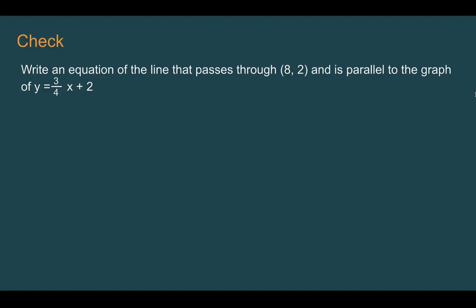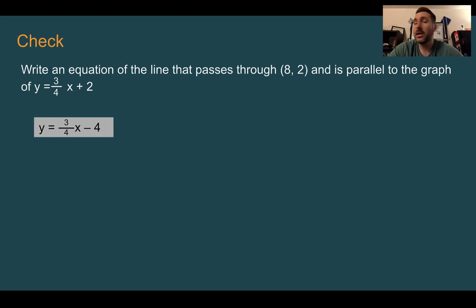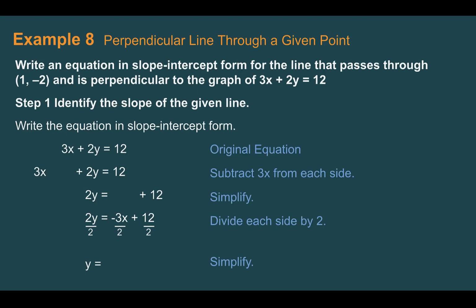Check your understanding. Write an equation of the line that passes through (8, 2) and is parallel to the graph of y equals 3/4 x plus 2. Pause the video now, complete the check. Check your answer. You should have said that the parallel line's equation is y equals 3/4 x minus 4. So it has the same slope, but a different y-intercept.